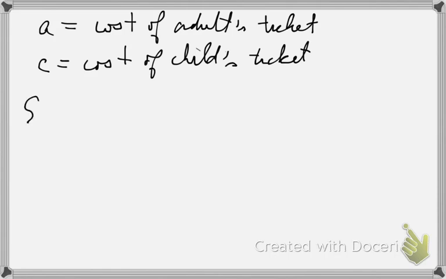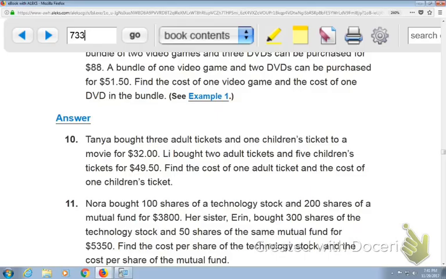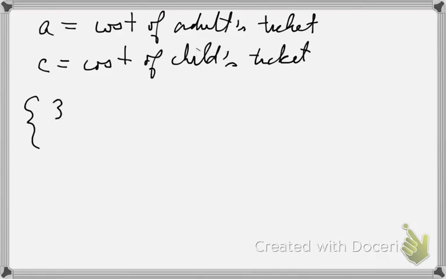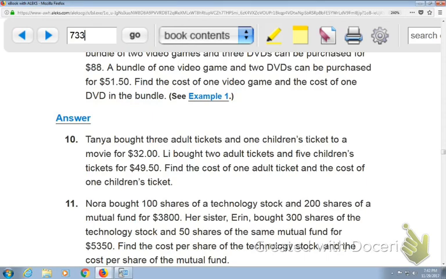All right, so we're going to put a system together. What do we have here? 3a plus c equals 32. You guys agree? And we get another equation. 2a plus 5c equals 49.50.